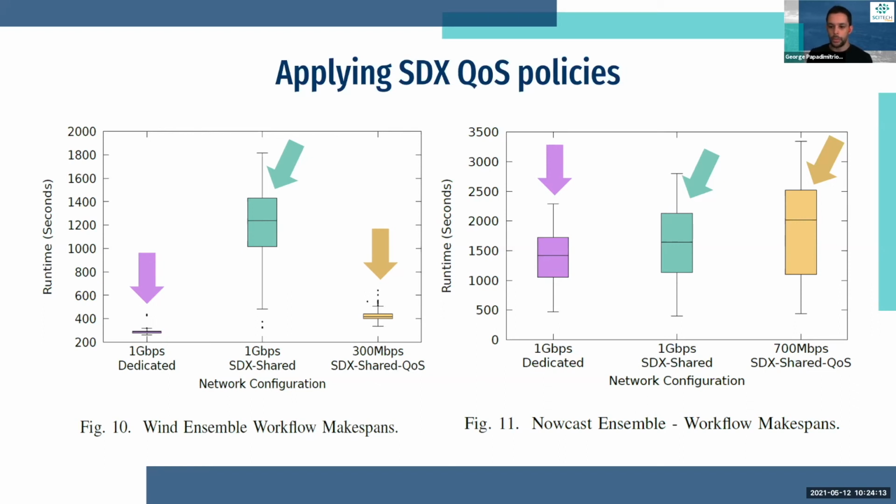1,800 seconds approximately. So we can see that by applying the SDX QoS policies, we can allow some air for the workflow that doesn't congest the network and provide some more fair conditions for it.